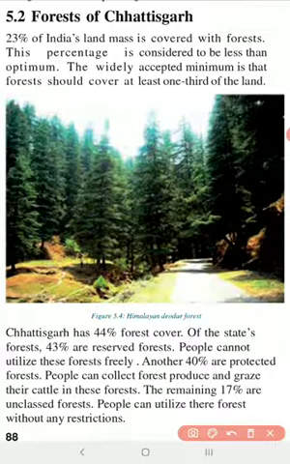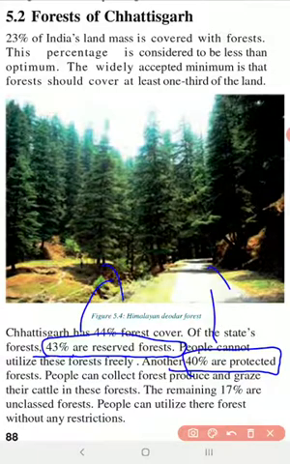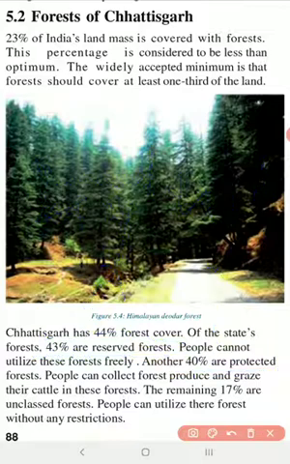Now of this 44 percent, the government considers 43 percent as reserved forest and 40 percent as protected forest. In the reserved forest, no one can take control of the forest, only the government can control it. Now the rest, 17 percent, are unclassed forest.